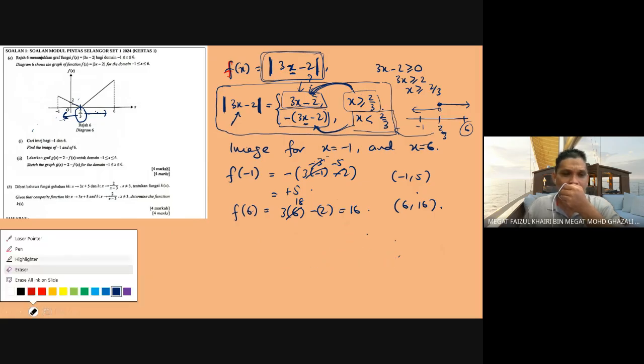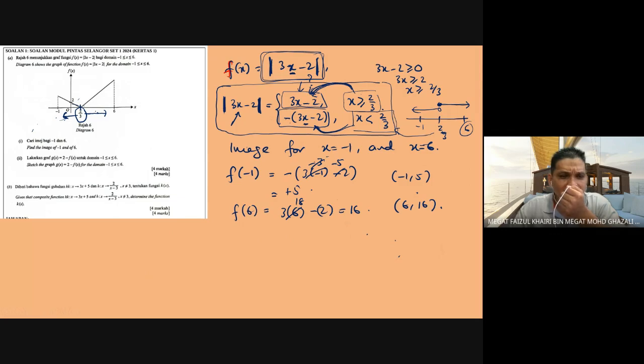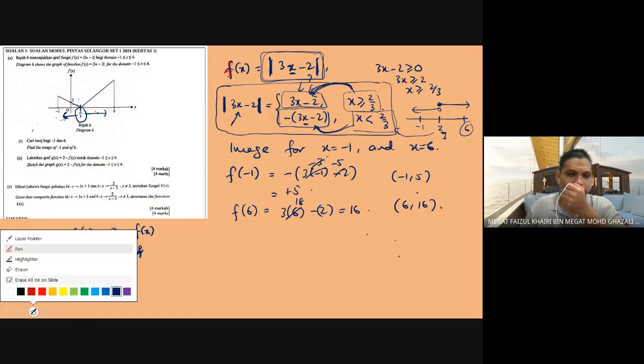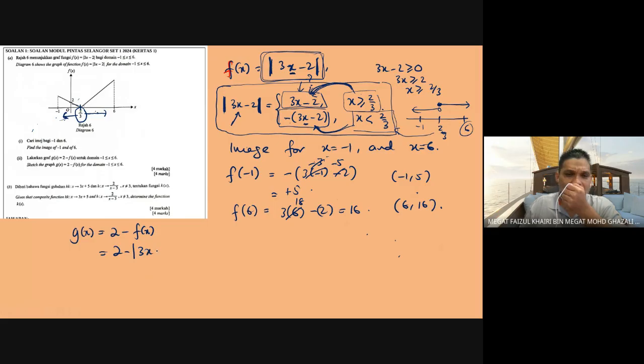Okay, now get the graph g(x) equals 2 minus f(x) for a domain of 6. Okay, now g(x) equals 2 minus f(x), which means 2 minus the modulus of 3x minus 2. So in this case, for the modulus of 3x minus 2, we need to refer to this function and the domain of this.